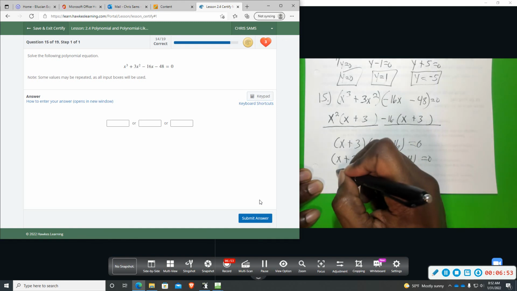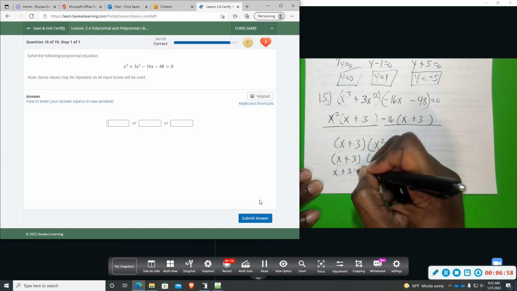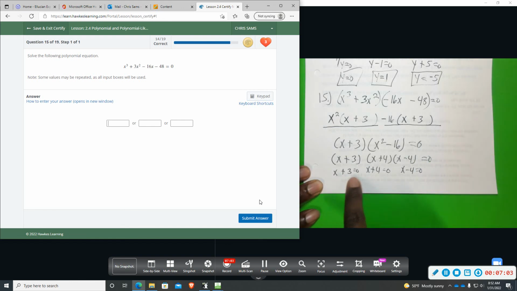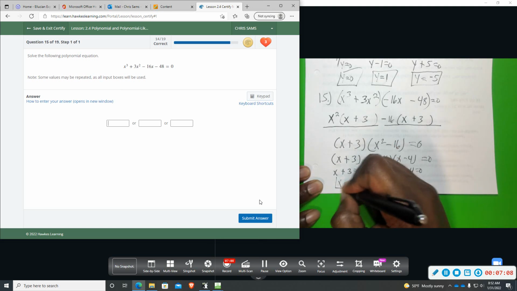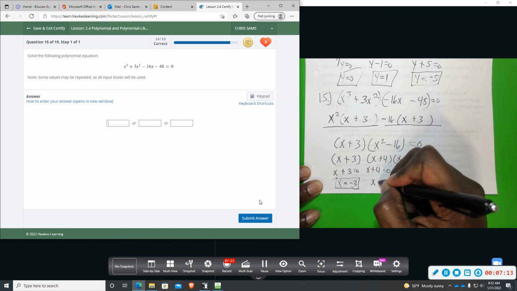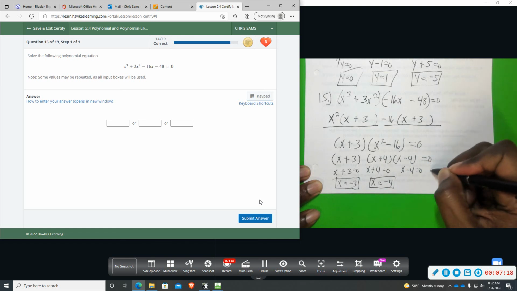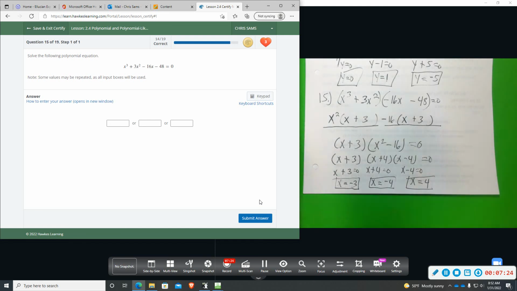And then when I set each of these equal to 0, x plus 3, x plus 4, and then x minus 4. And then we solve for x, we subtract 3, so we get x equals negative 3. Basically all your signs are going to be opposite when there's only one term. Subtract 4 is going to give you x equals negative 4. And then add 4, because it's negative, it's going to give you x equals positive 4. Negative 3, 4, and negative 4.